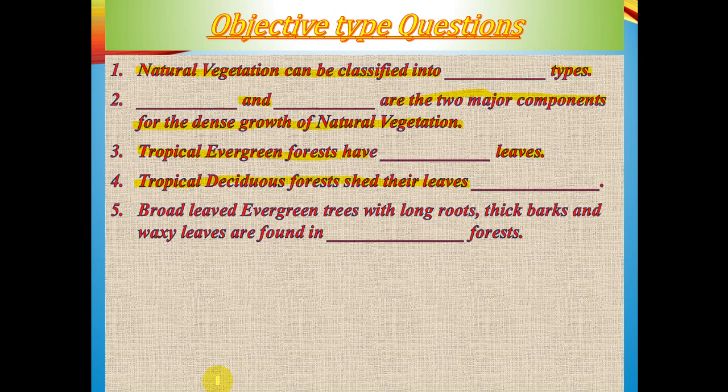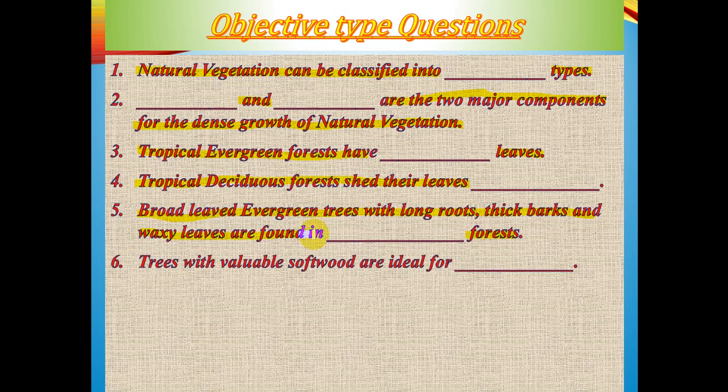Next, broad-leaved evergreen trees with long roots, thick barks and waxy leaves are found in which type of forest? It is found in the Mediterranean forest, that is between Europe, Africa, and on its right hand side we are having the part of Eurasia.